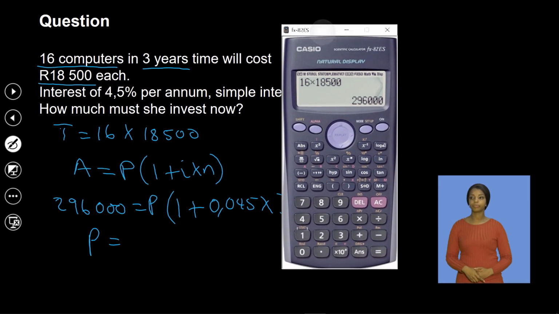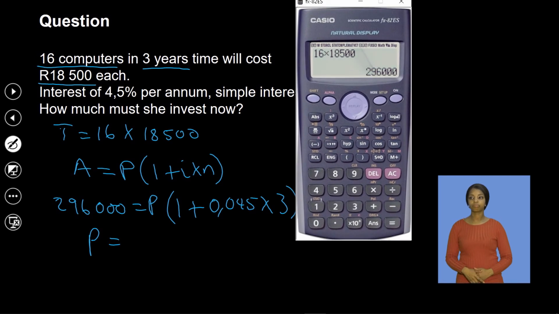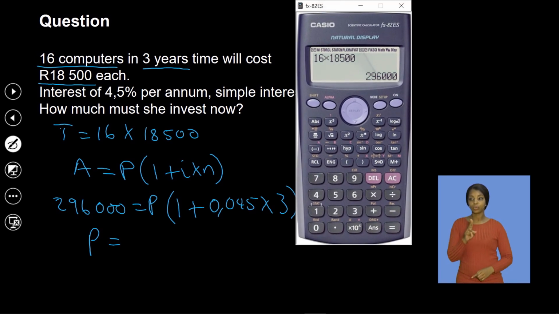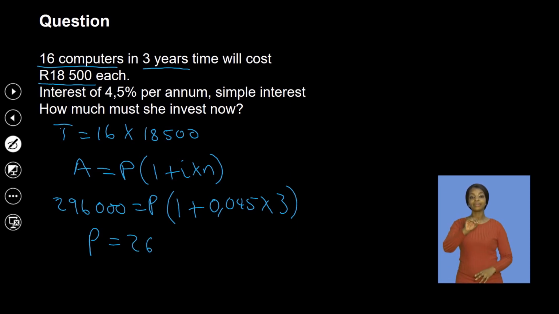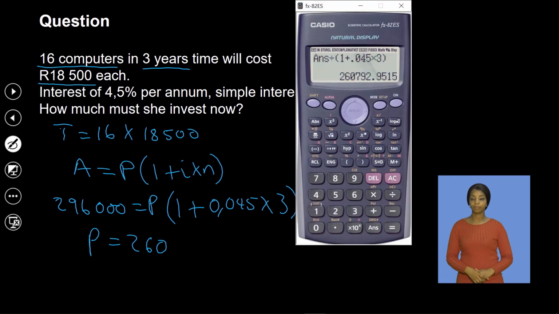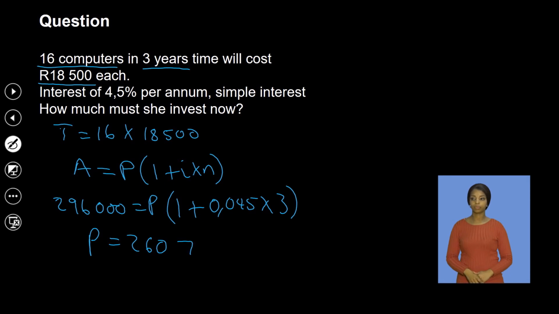So I will take my answer there, which is 296,000, and I divide this by, let me open my bracket, 1 plus 0.045 multiplied by 3, close my bracket, and that will give me 260,000 and a couple of rands, right? So this will be 260,000. Let's just verify the actual amount, 792. 792 and a few cents there.